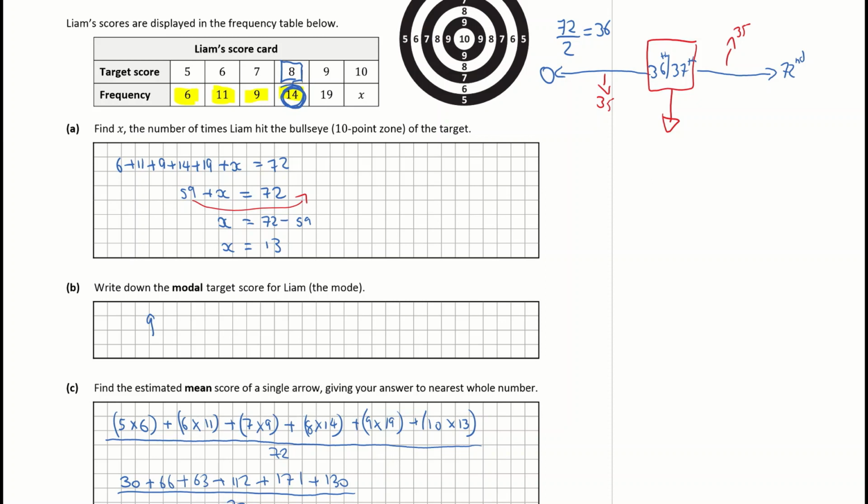Perhaps it's easier to list them all out, and to list them all out you'd have to go 5, 5, 5, 5, 5, 5, because a 5 appears 6 times. You then have to list the number 6 out 11 times, and so on. I'm not going to list them all out, but that's what you'd have to do, and then circle the middle value.